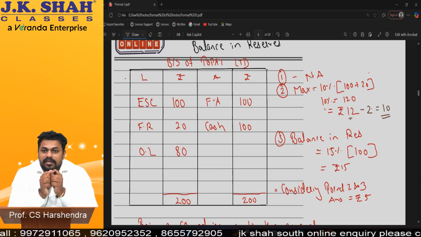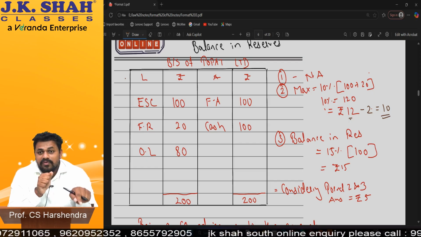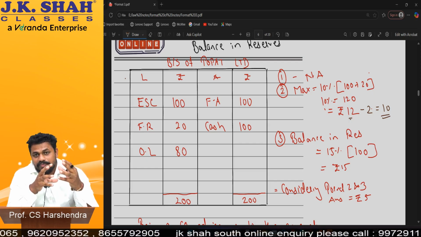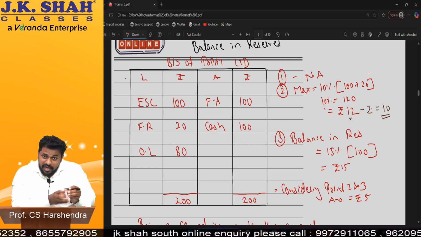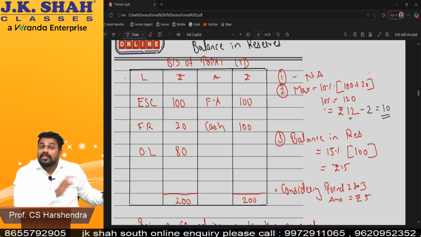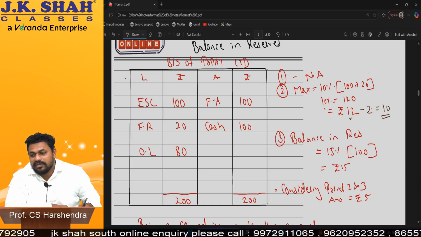See, it is better for creditors, because free reserves will be a huge amount. Out of that also we have taken 10% of PC plus FR, and from there we are deducting. So it is better for creditors. Am I clear with this?